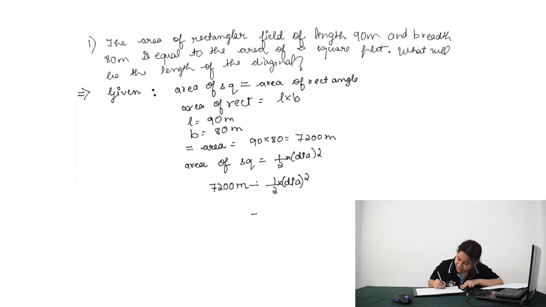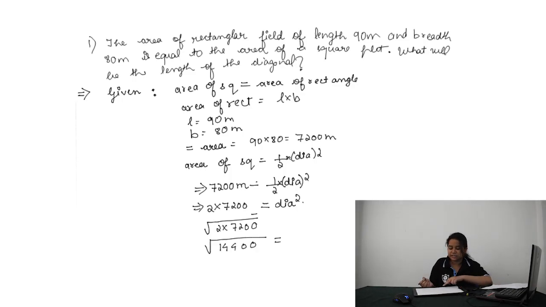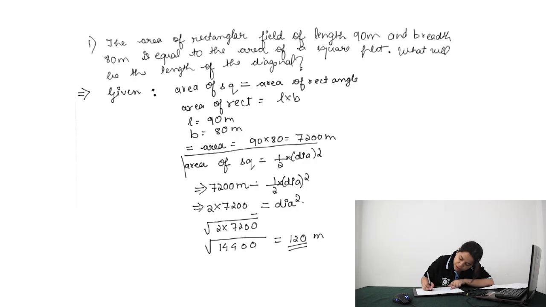Let's take 2 to the left hand side, which is equal to diagonal square. Now this would be equal to 2 into 7200, and this is going to be 14400. So we already know that this is the square root of 120 meters. So this way, with the help of this simple formula, you can calculate the diagonal of the square.